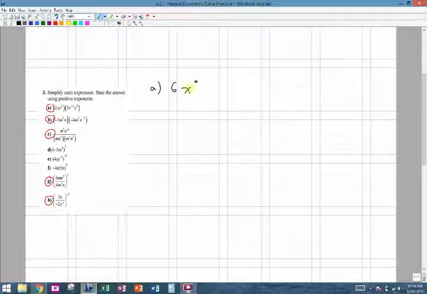And we already know anything to the power of 0 is just 1. So that's going to disappear because we're all multiplying by everything. And then y squared times y to the 0. Add the exponents. 2 plus 0 is 2. So I end up getting a final answer of 6y squared. And that's it.